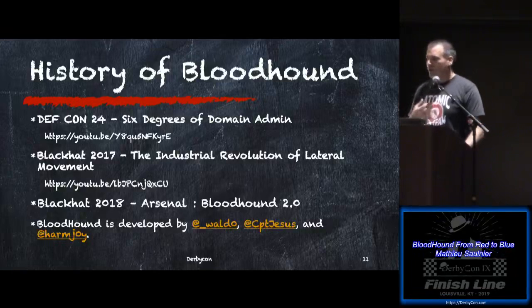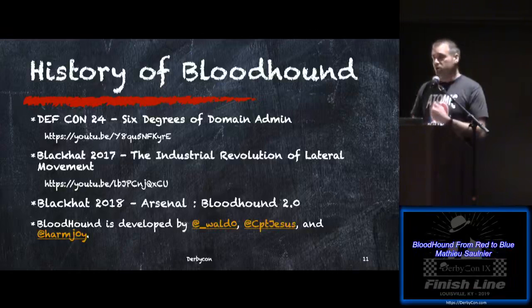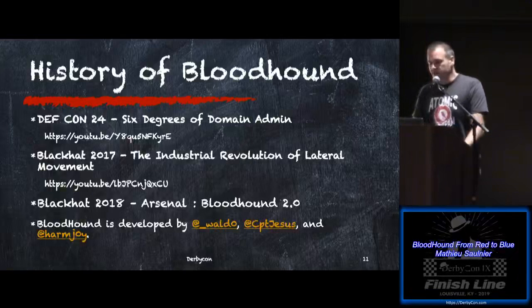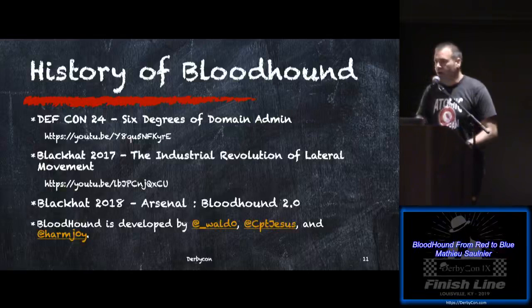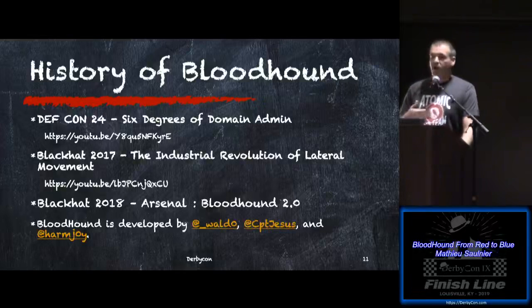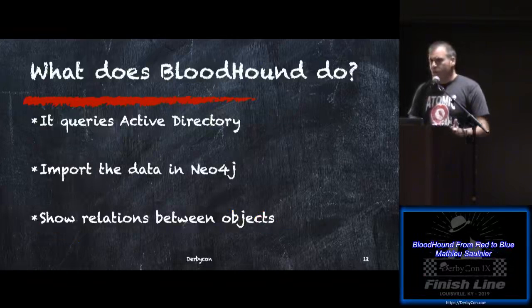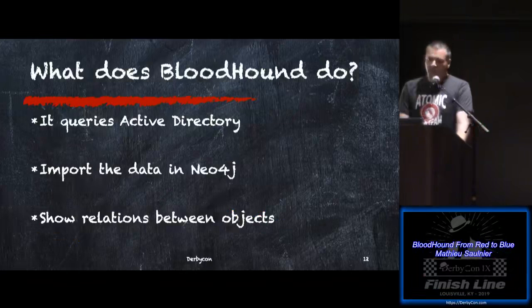I was personally introduced to BloodHound a year after that at Black Hat 2017 in a talk called the Industrial Revolution of Lateral Movement from Tal Mahar and Tal Berry, where they explain how you can export the JSON path and then use some PowerShell script in order to get the credential automatically. Last year at Black Hat 2018, the team released BloodHound 2.0 at Arsenal, and it is developed by Waldo, Captain Jesus, and Armjoy, who are in the room. And they all work for SpectreOps. I'm pretty sure you're familiar with those names.